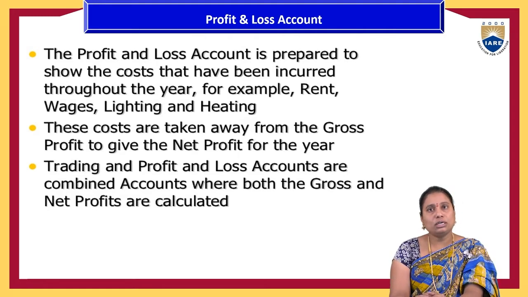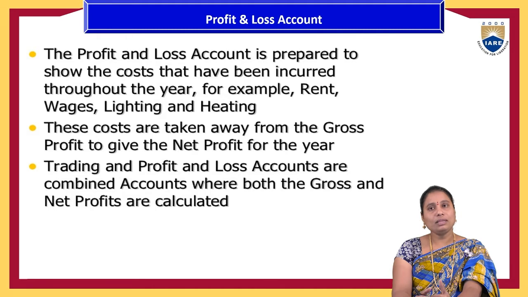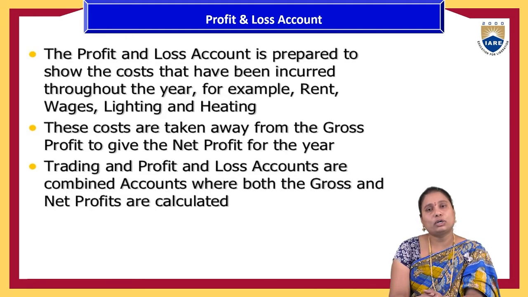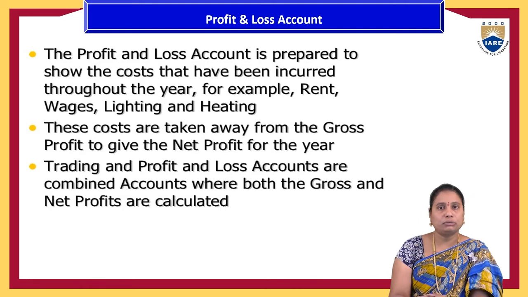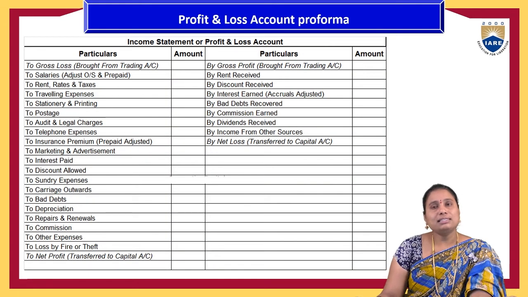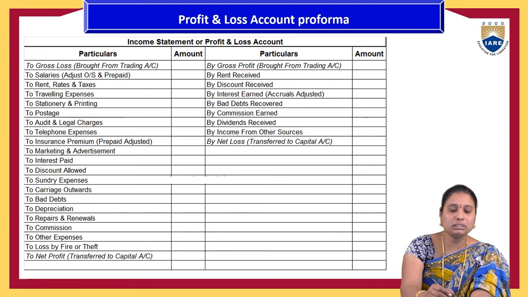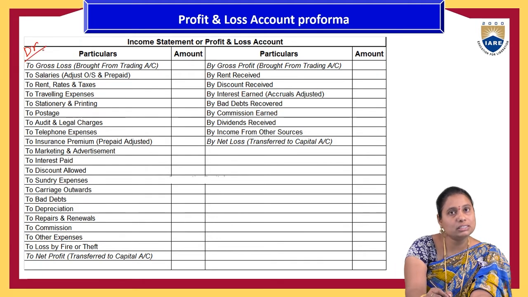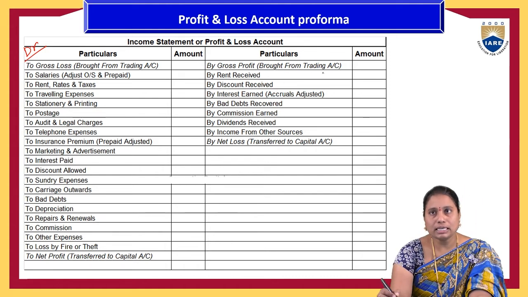It is prepared to show the additional cost involved in the production processes, which is added to the gross profit or gross loss, and is prepared under the P&L account. If we see the proforma of this profit and loss account, in the trading account, if any gross loss is found, it will be mentioned on the debit side, because a loss is an expenditure. And if any gross profit occurs, it has to be mentioned on the credit side.